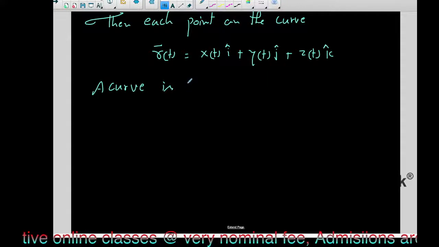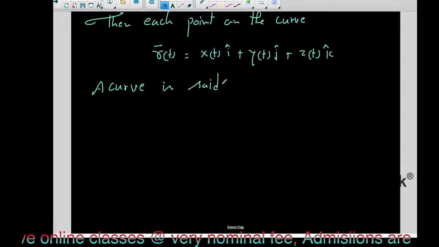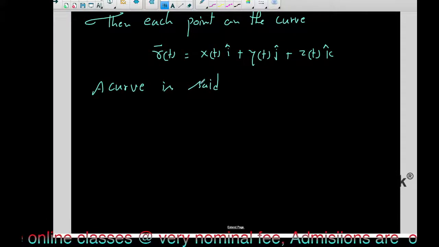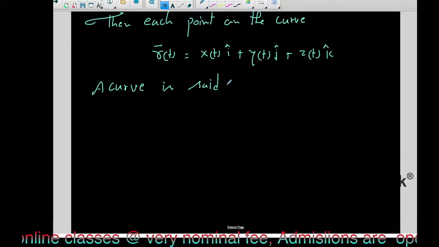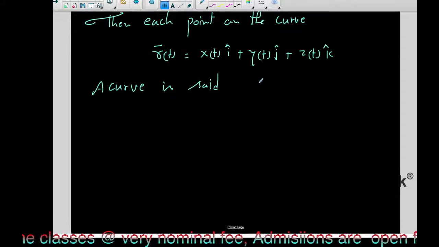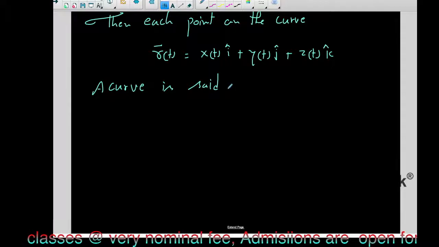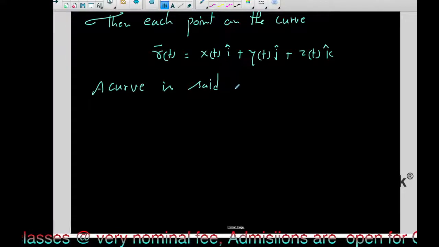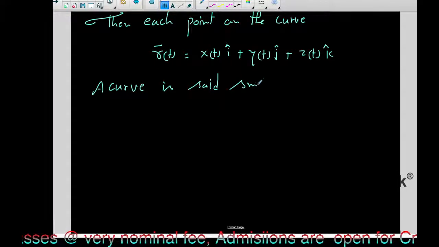A curve is said to be... correct. If the function is differentiable, then undoubtedly it is continuous, right? If the function is differentiable, then undoubtedly it is continuous. The function is continuous and differentiable too. So a curve is said to be smooth, correct?